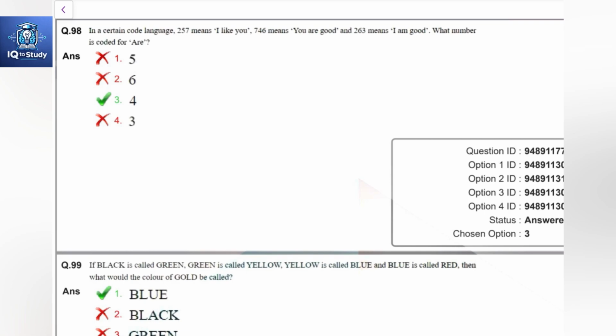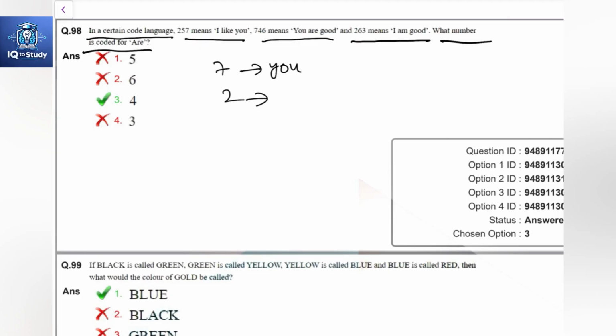In a certain code language, 257 means I like you, 746 means you are good, 263 means I am good. What number is coded for R? If we combine 257 and 746, the common term is 7 and the common word is you. Similarly, if we combine 257 and 263, the common number is 2 and the word is I. So obviously 5 means like.